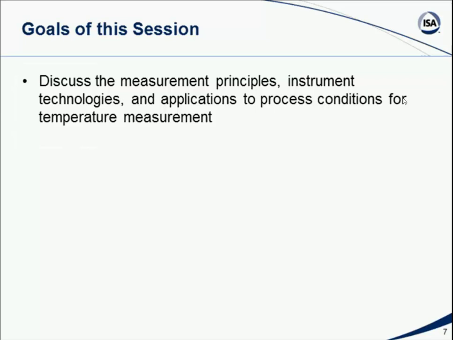Temperature is one of the most basic physical properties of matter, and it's a very common parameter used in industrial processes, everything from the tempering of steel to the baking of bread. So let's go ahead and get into the first section.